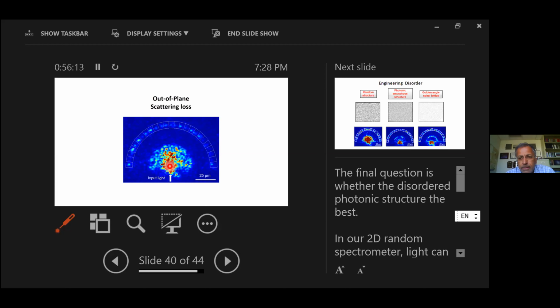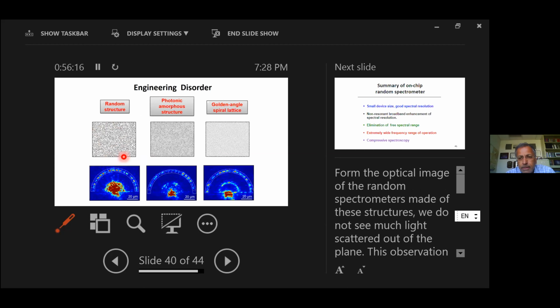We don't need something completely disordered. We can engineer disorder, meaning we can introduce short-range order with long-range disorder. This is what we call the photonic amorphous structure. Or we can introduce long-range order with short-range disorder, a deterministic aperiodic structure. For example, there's a golden angle spiral lattice. By controlling the spatial frequency components in the disordered medium, we can control the out-of-plane scattering loss. So in this way, we can minimize it.